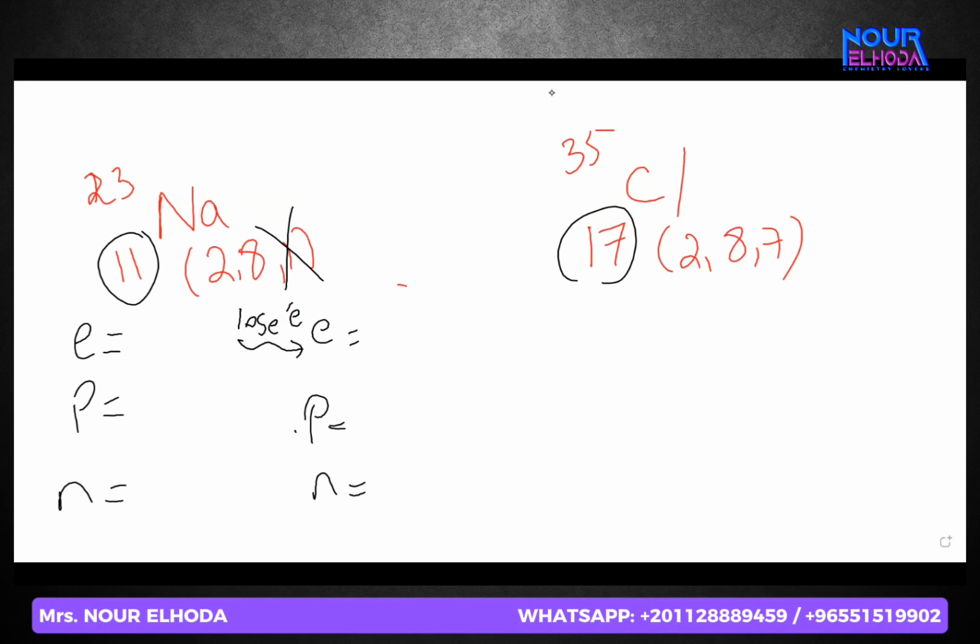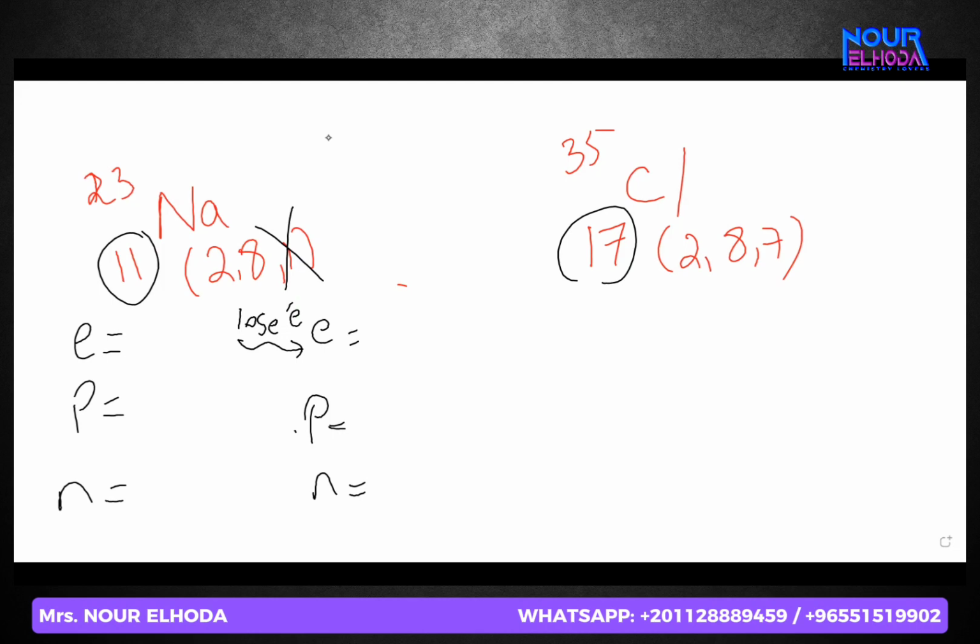Wow, all of you are answering. Good job. Take care: for neutrons, you subtract both. You subtract the mass number minus the atomic number to get the neutrons. Take care, we don't put all the 23.